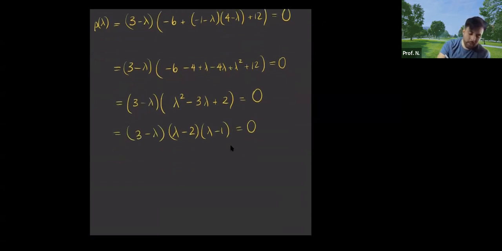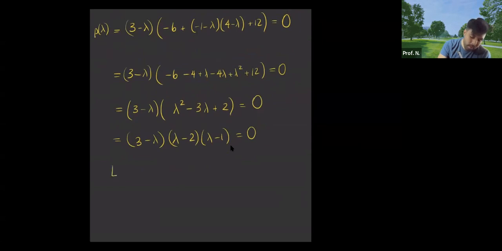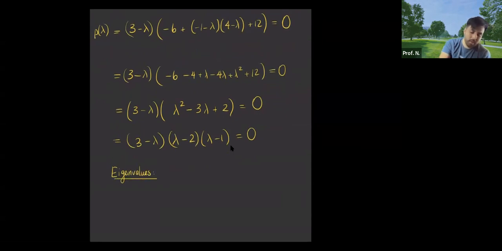So then what are my eigenvalues? Lambda equals, well, this is really nice: 1, 2, and 3. And what are the algebraic multiplicities for each one?